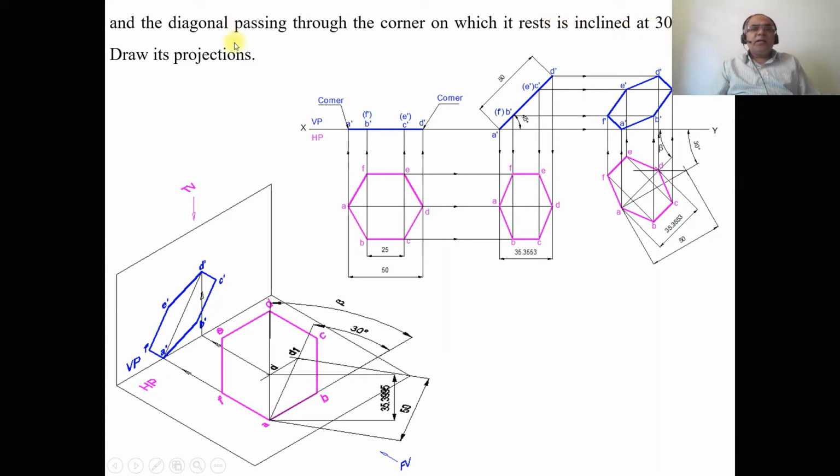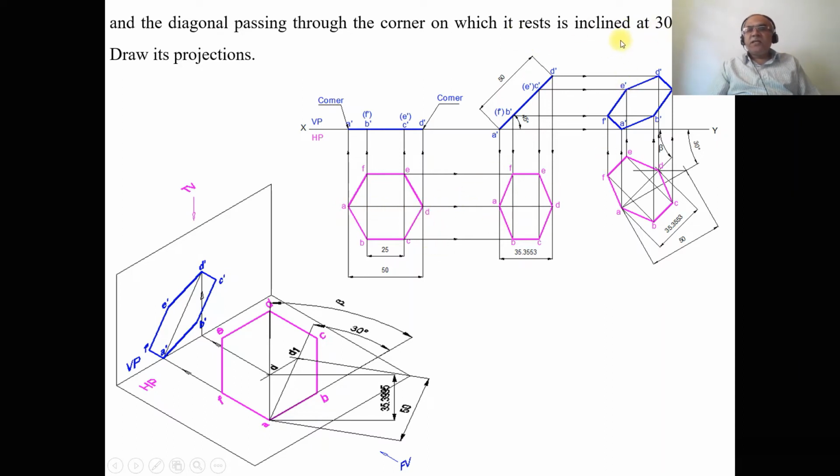So which is the diagonal which is passing through the corner? The diagonal which is passing through the corner on which it rests. The A dash is the corner which is resting on HP. The diagonal passing through the corner becomes AD, which is inclined to VP at 30 degrees.